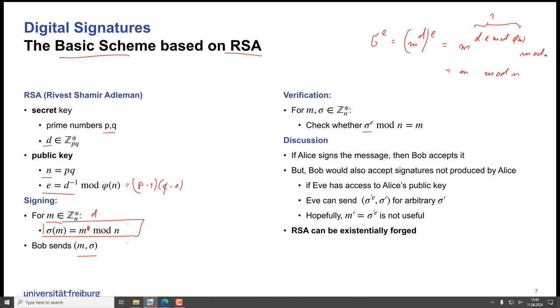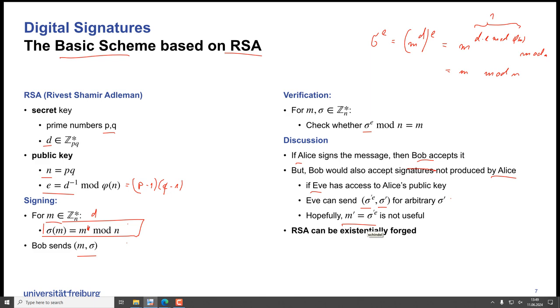So if Alice signs the message, then Bob will accept it. But Bob will also accept signatures which are not produced by Alice, if Alice has access to the key. So what would you do? You start with a signature. So you could start with sigma prime. And that's your message now. I'm a message now, so that's a signature. And then you produce a signature, which is the encrypted signature. So now the message is the signature to the power of e.